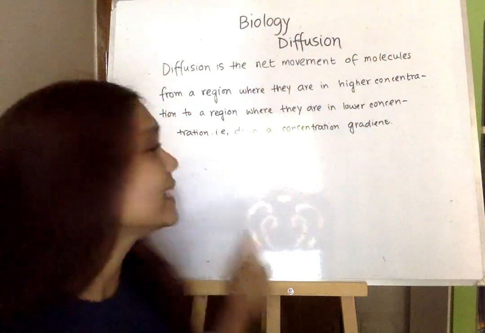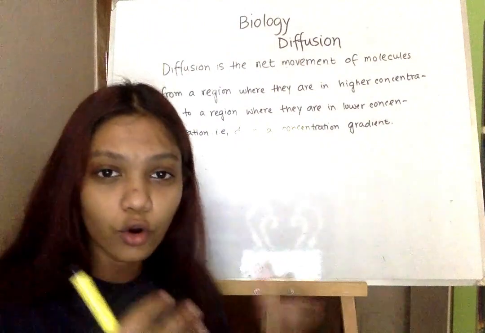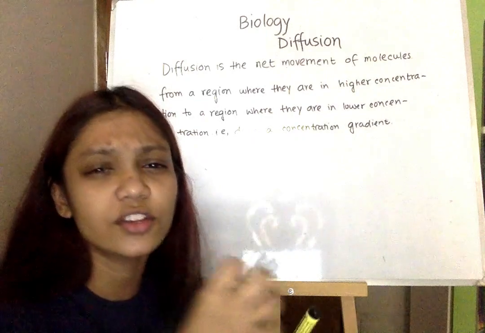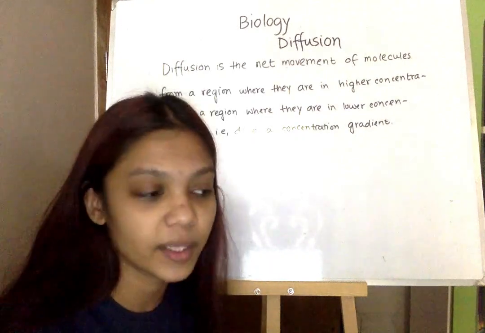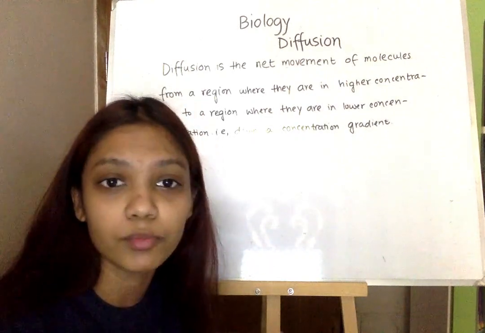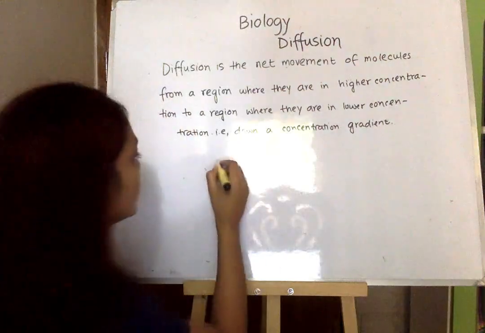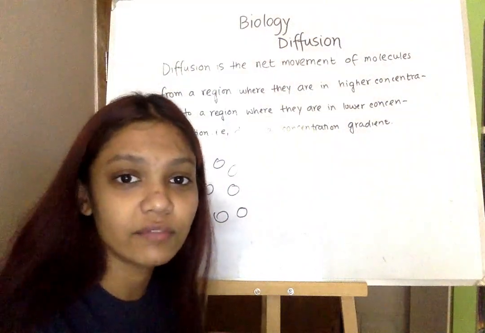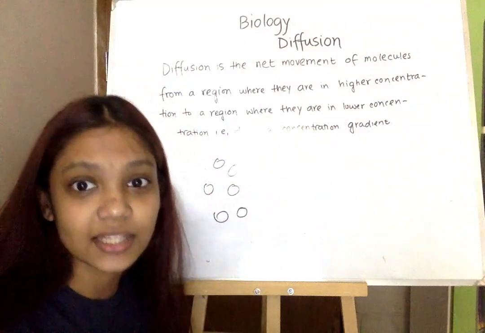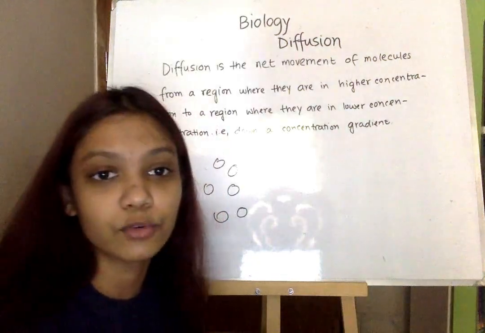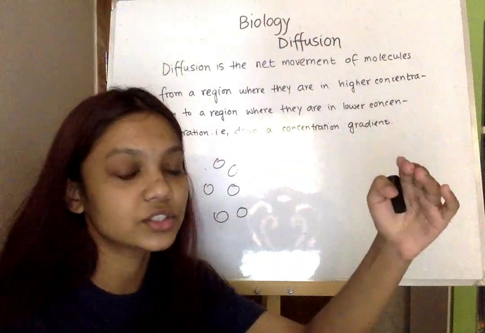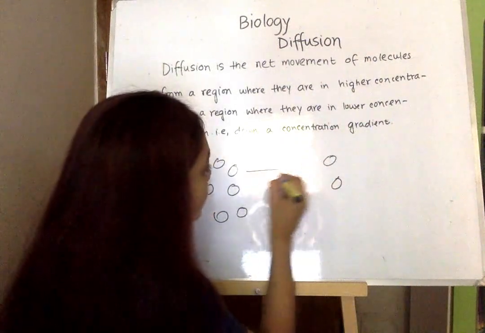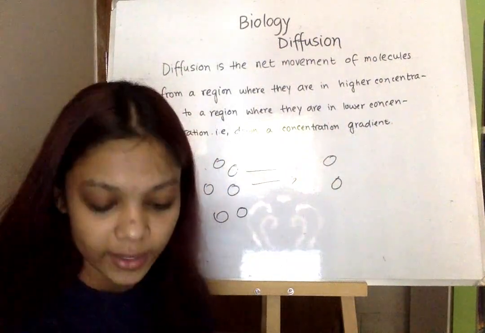Now we say net movement because that is the overall movement, but it does not mean that the molecules cannot move in the other direction, and it does not mean that the molecules eventually stop moving either. The molecules are constantly moving even when equilibrium is reached. It is just the net movement that is from the high concentration to the low concentration until equilibrium is reached.